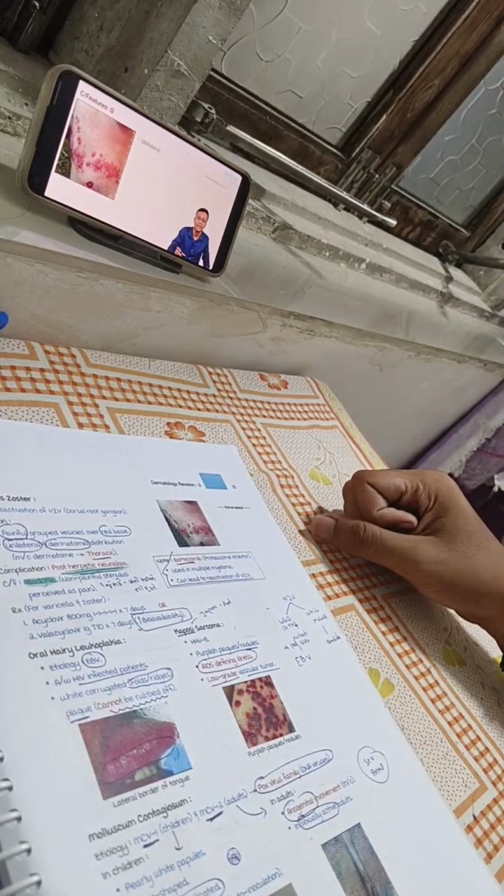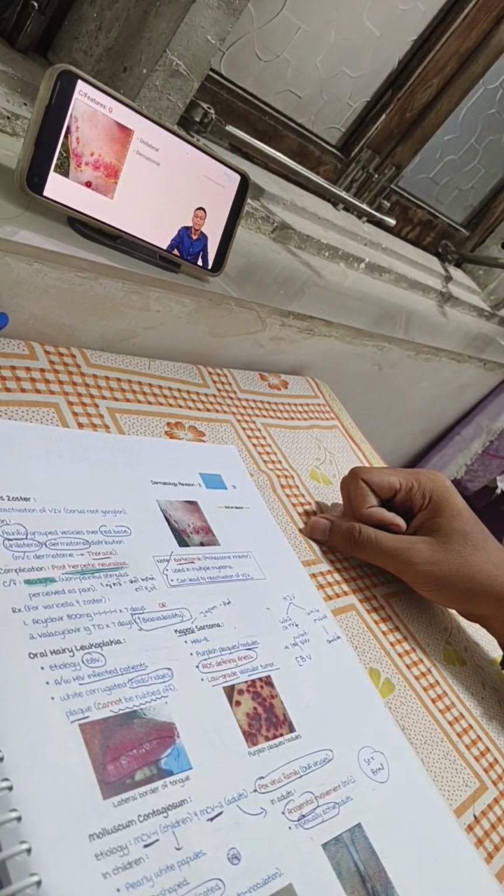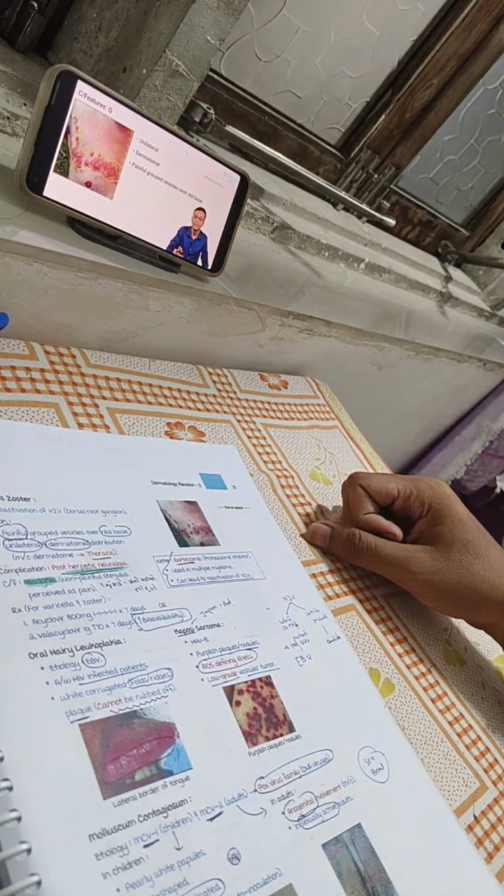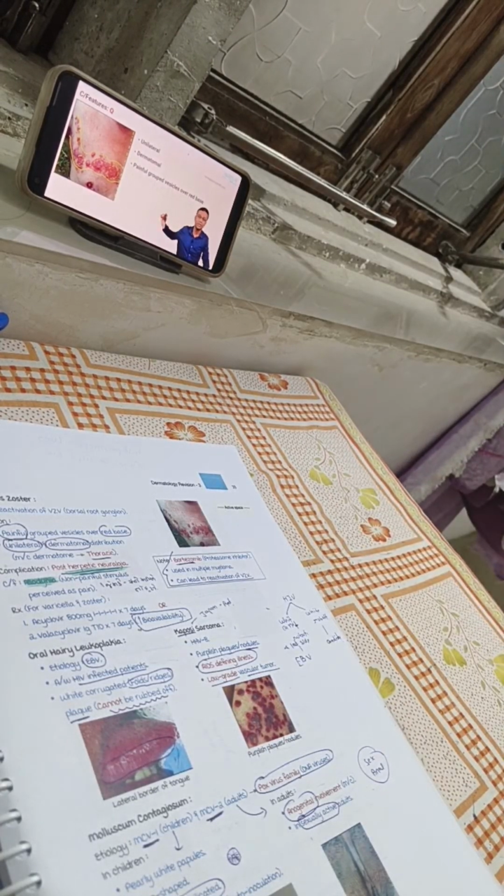Point number 1, it is unilateral. Point number 2, it is dermatomal. Point number 3, it is characterized by grouped vesicles on a red base. So, please remember the 3 important points for herpes zoster. In dermatomal, please remember the most common dermatome involved is the thoracic dermatome. And it is characterized by painful grouped vesicles on red base. So, these are the 3 features.